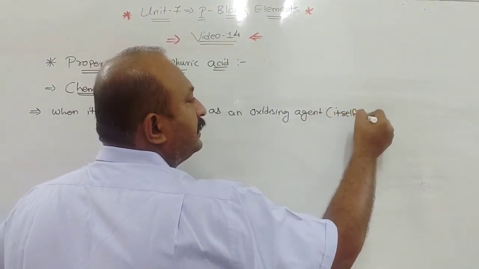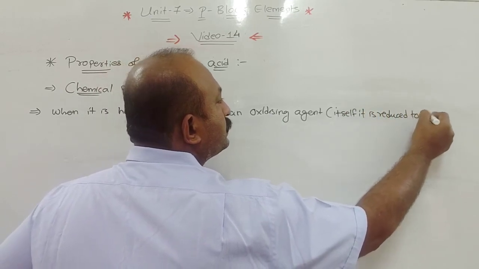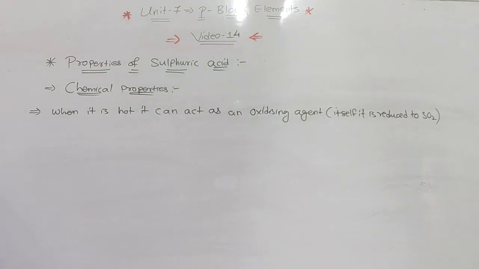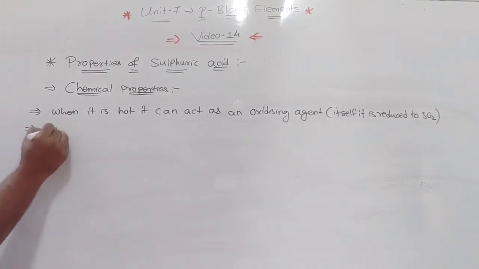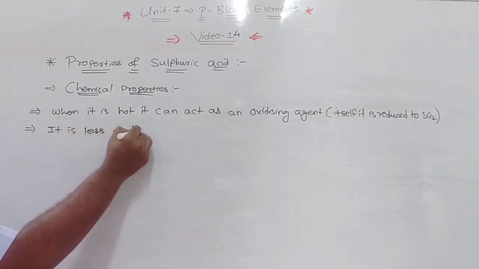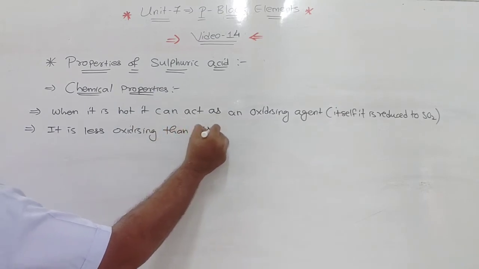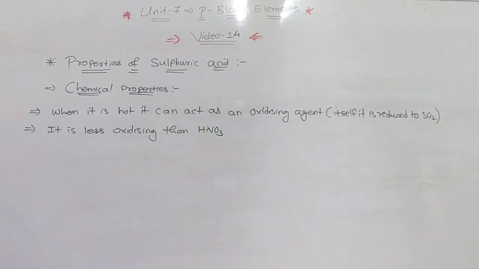Itself, it is reduced to SO2. Understood? So it itself gets reduced to what we call SO2. Okay, it means H2SO4 is less oxidizing than HNO3. Means HNO3 is a strong oxidizing agent.